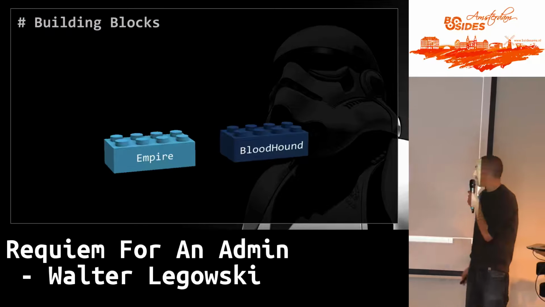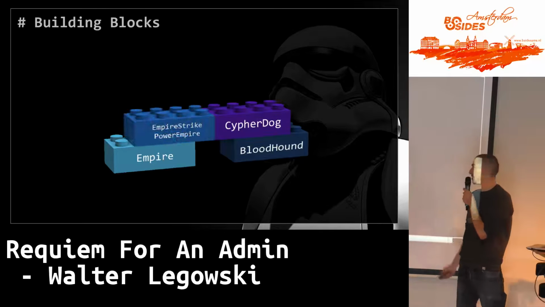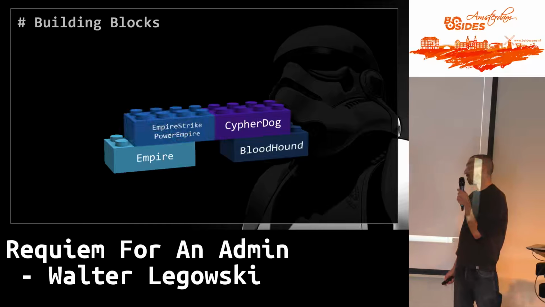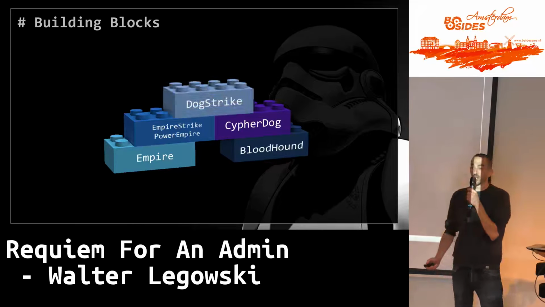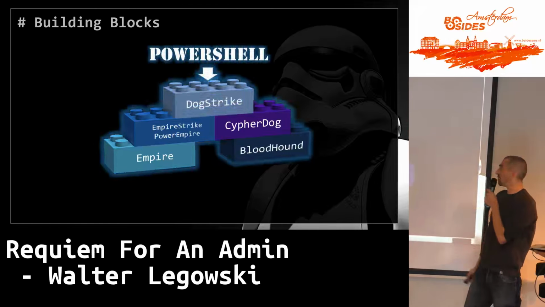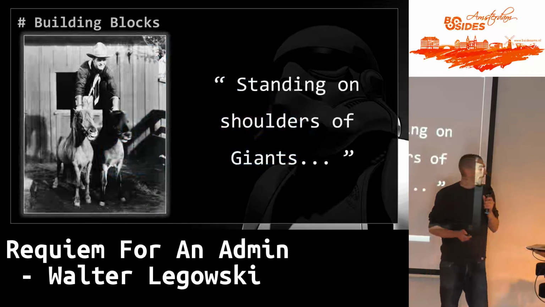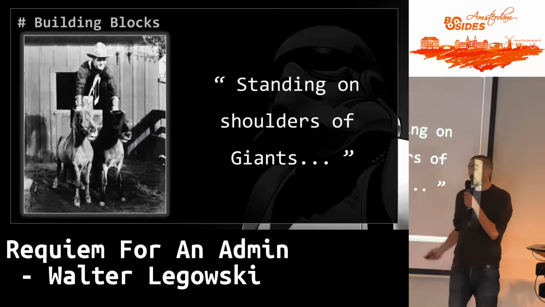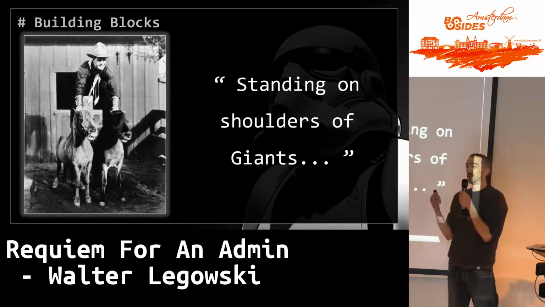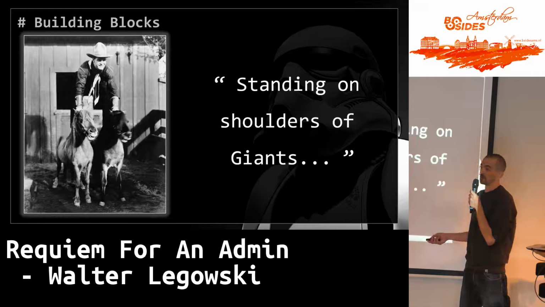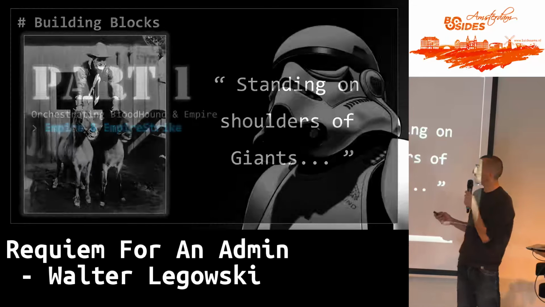Building blocks, we're going to take Empire and Bloodhound. On top of Bloodhound, we put CypherDog. On top of Empire, we're going to put Power Empire and Empire Strike. On top of all this, we're going to put DogStrike, and this is all swimming happily in PowerShell, so I hope you like PowerShell. I love it. Standing on the shoulders of giants, so I'm building this on Bloodhound, Empire, and Power Empire. Code was written by other security researchers, so credits will go to them as we talk about the tools.